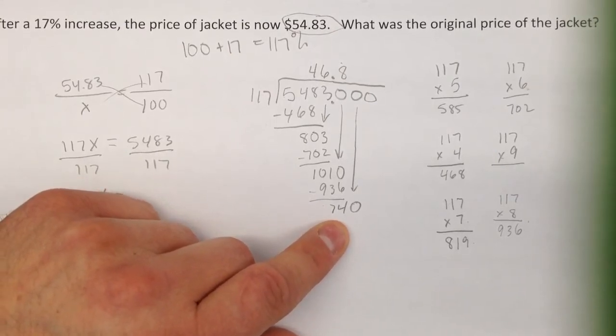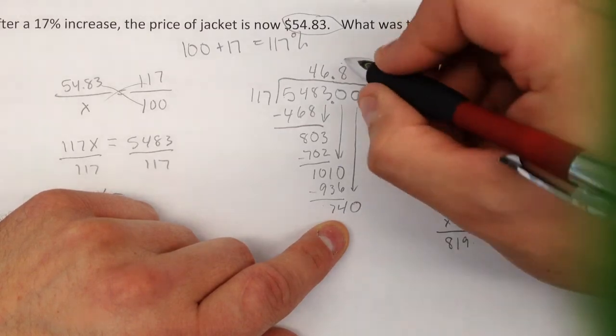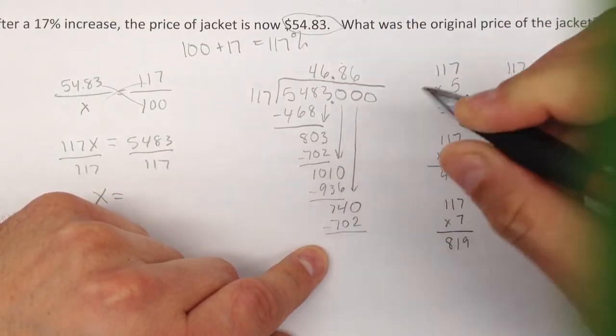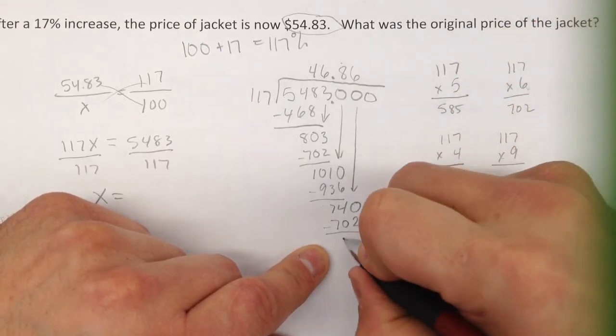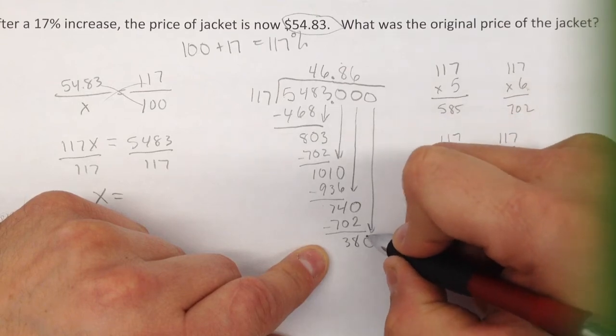So then we go from there. Can we use anything we used already here? Oh, look at this one right here. 117 times 6 is 702. Perfect. So 6, and that's 702. Subtract that, and we get 38. Now we've got to go one more. We're almost done. The fun is about to end, folks.